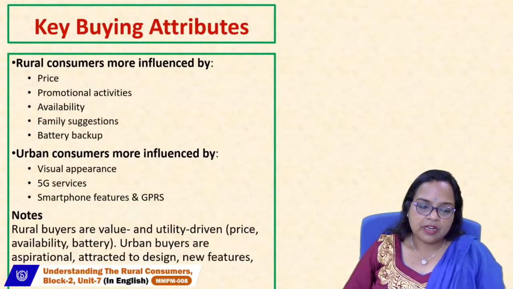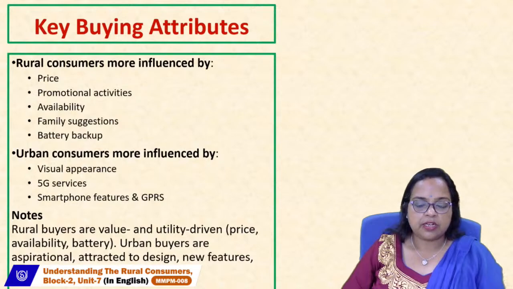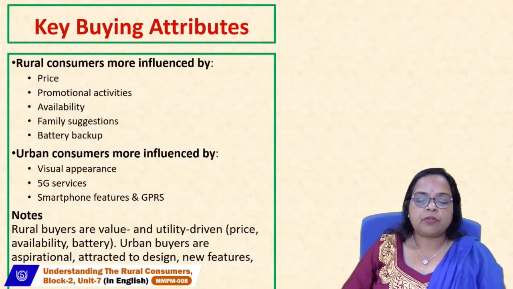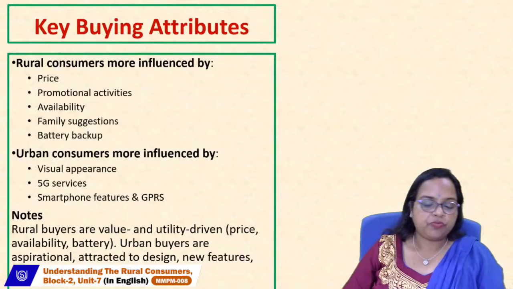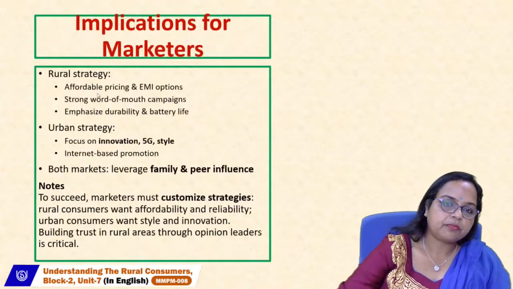So, what is the understanding of it? Rural buyers are value and utility driven. Value and utility driven. They are equally price sensitive. Availability of the product also matters, and what is the battery backup. Urban buyers are aspirational. They are buying a mobile handset for their status symbol, attracted by the design, the look, and new features and connectivity.